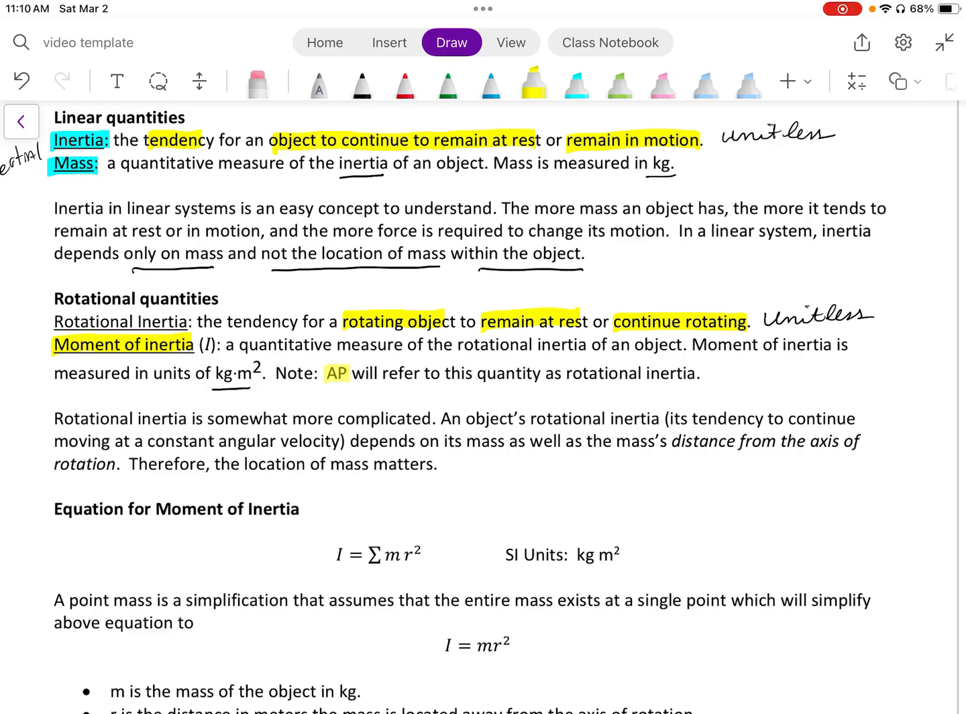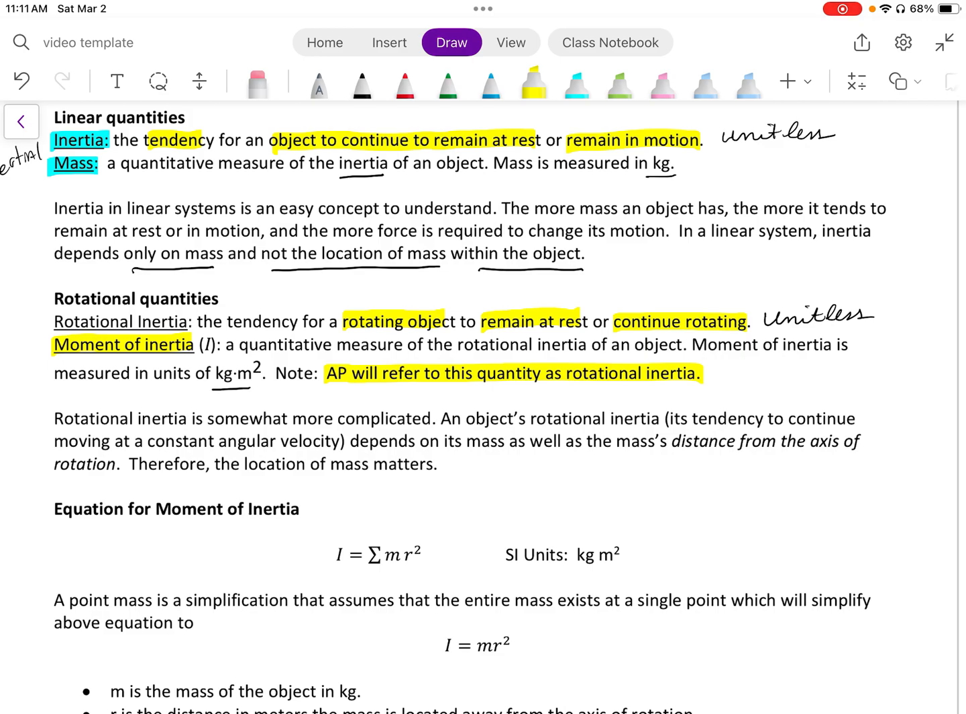Okay, now note, AP will refer to this as rotational inertia. They don't call it moment of inertia. They will tell you in a problem that the rotational inertia of the object is 4 kilogram meters squared. I feel like they're incorrect in how they describe that because by definition, there are no units of rotational inertia. It's a unitless quantity. Moment of inertia is the quantitative measure of an object's rotational inertia. Very confusing, I know. Spent some time doing some reading back in the day when I first started teaching AP Physics and had to really think about this.